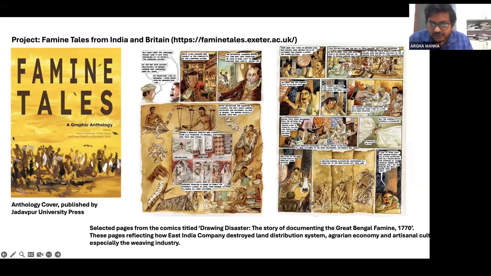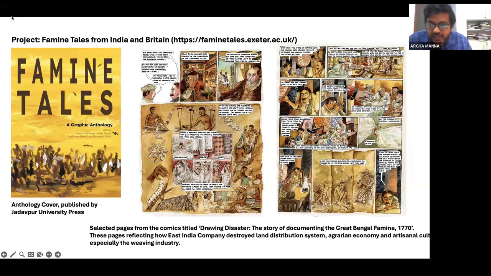They started destroying one after another different kinds of artisanal industry because of their policies. Then they totally destroyed all the labor laws that were available at that time. So economically Bengal became very poor and, I would say, very vulnerable to any kind of environmental disaster. Of course the main reason behind the famine was scanty rainfall, but Bengal was so poor that they couldn't sustain that.